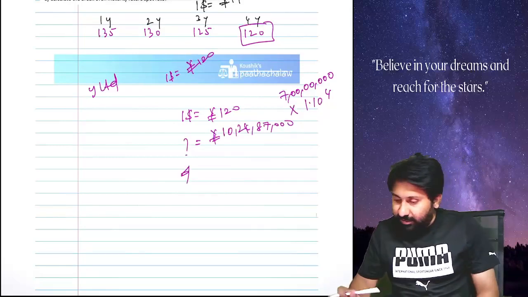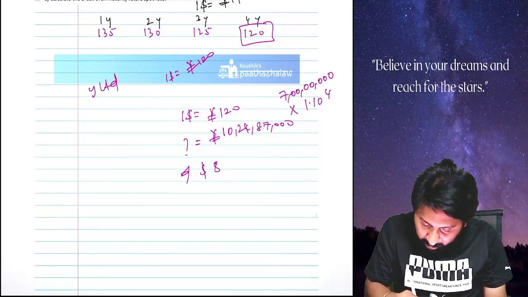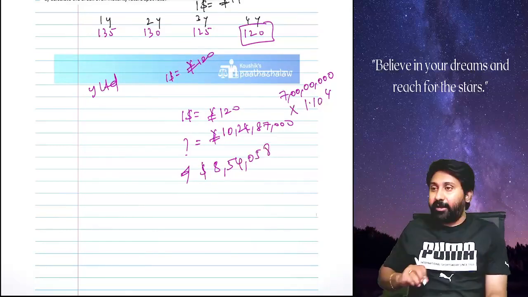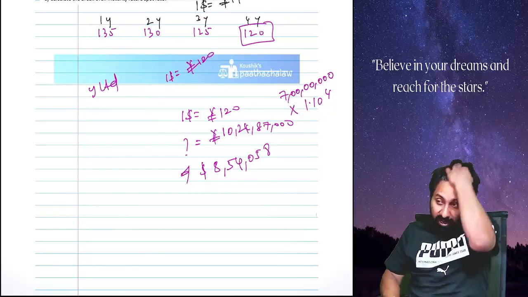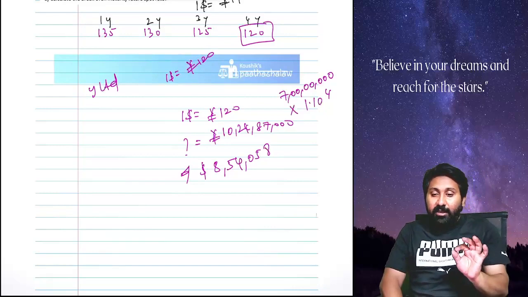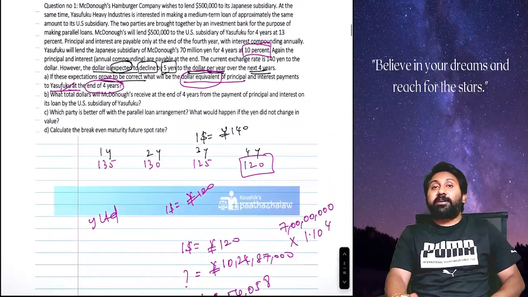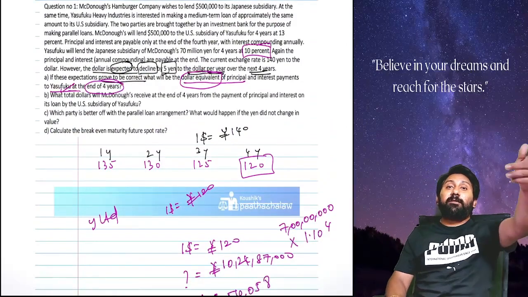How many dollars equivalent will it be? Divided by 120. $8 lakh 54,058. This is the dollar equivalent of the payment that will be made by the US subsidiary in Japan. That will be paid to Y Limited in Japan.